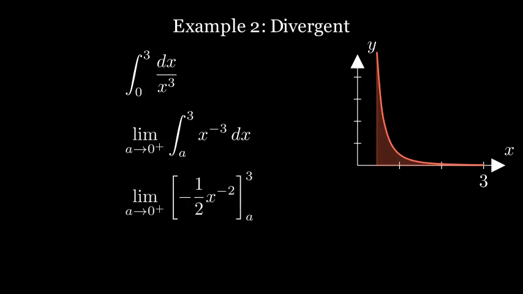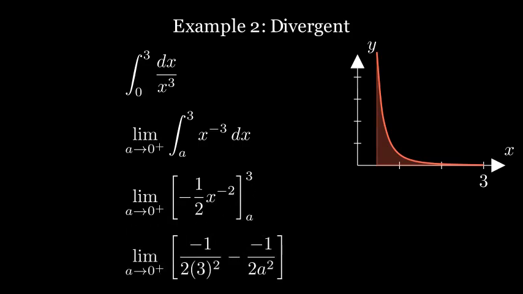Using the power rule, the integral is negative 1/2 x to the negative 2. Plugging in our bounds 3 and a, we get this expression. This simplifies to negative 1/18 plus 1 over 2 times a squared. Because a is in the denominator, as a goes to 0, the fraction blows up to infinity. Therefore, the area is infinite and the integral diverges.